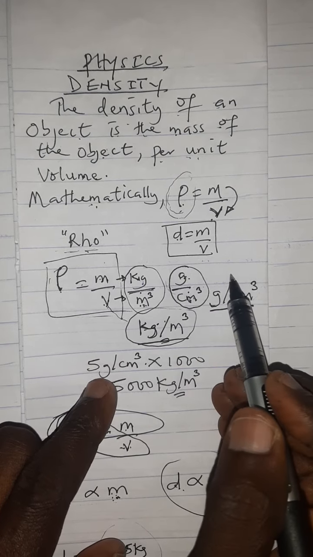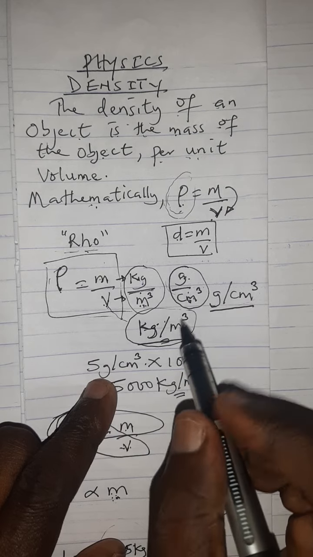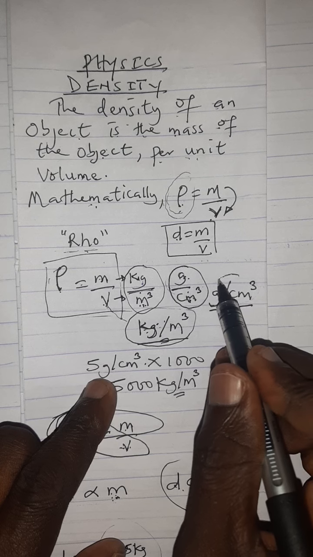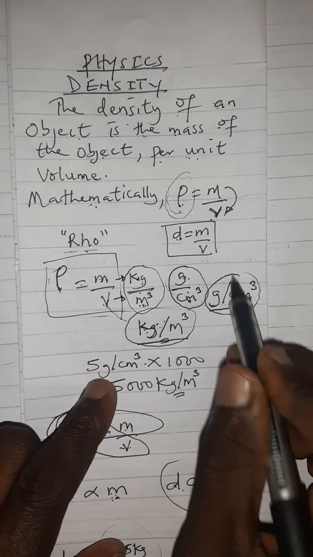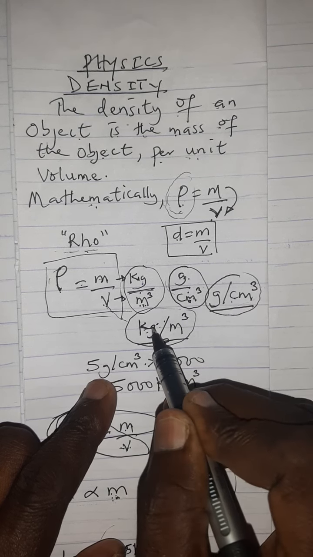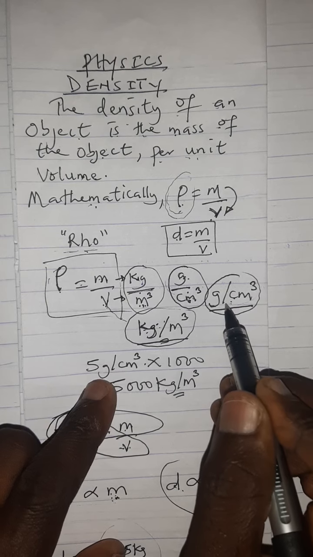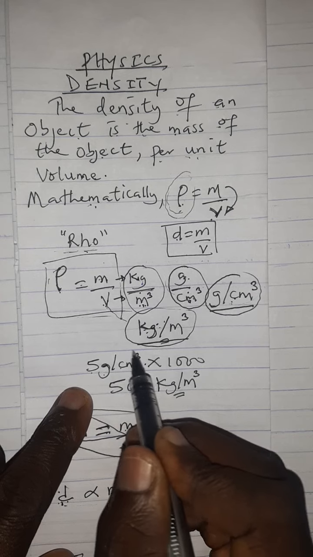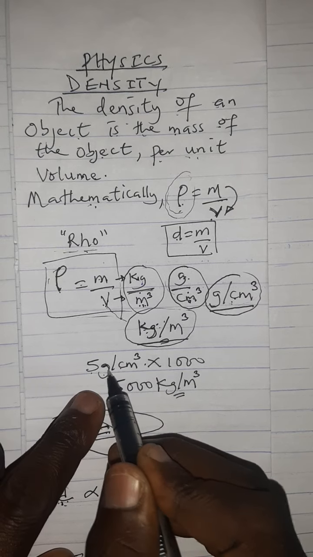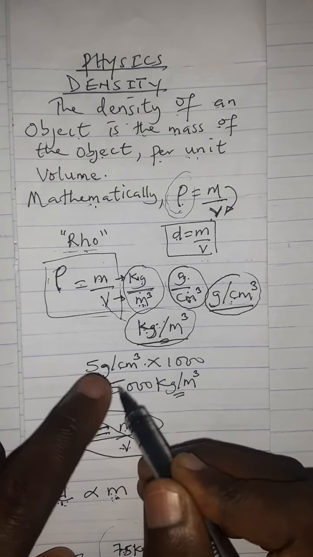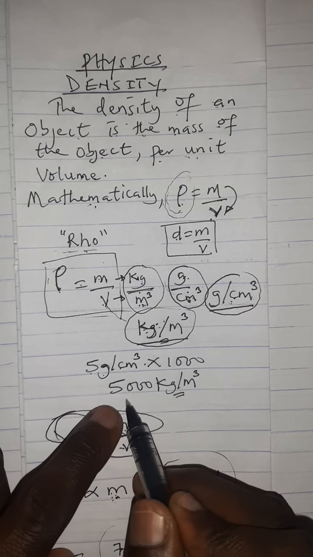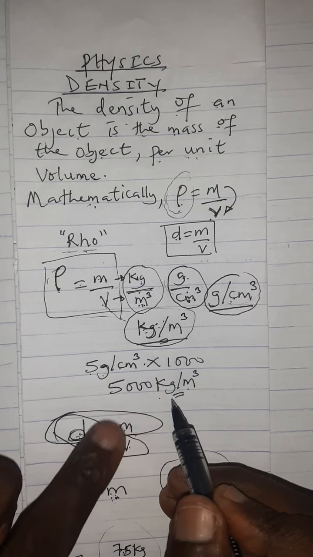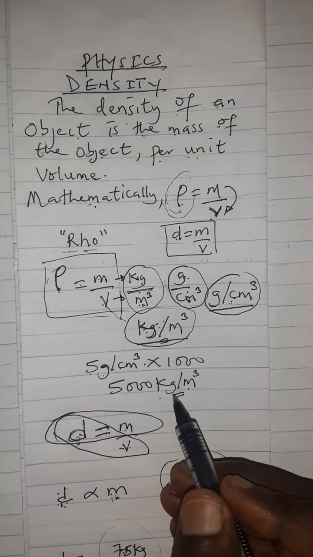But mostly the acceptable unit is kilogram per meter cube, so when you have your lab results in this unit, you can convert back to kilogram per meter cube by multiplying by 1000. For example, this is 5 gram per centimeter cube. Let's say this is your lab result. You can multiply by 1000 to convert it. If you multiply by 1000, you get 5000 kilogram. You can now attach the kilogram per meter cube because you've converted it by multiplying by 1000.